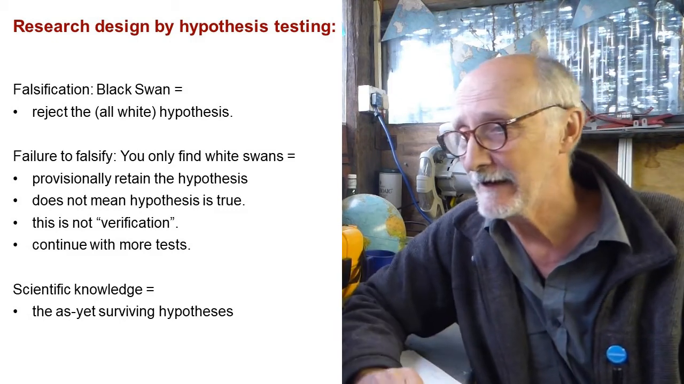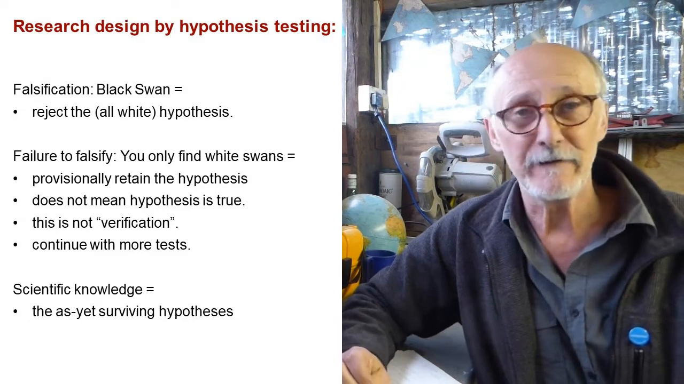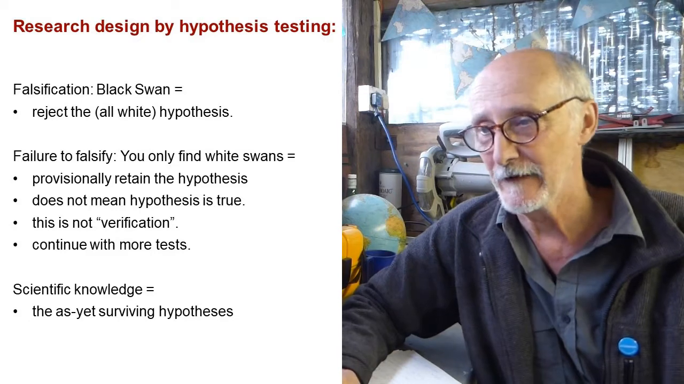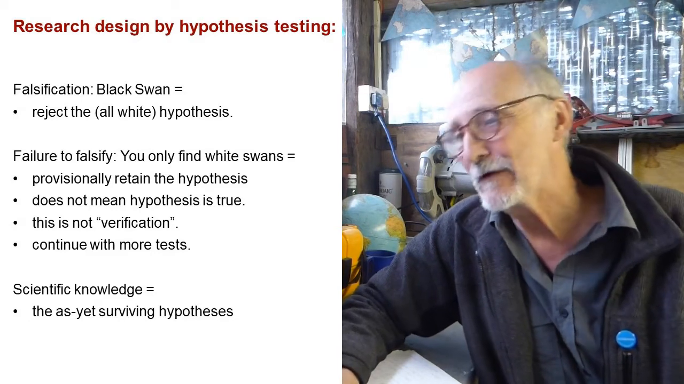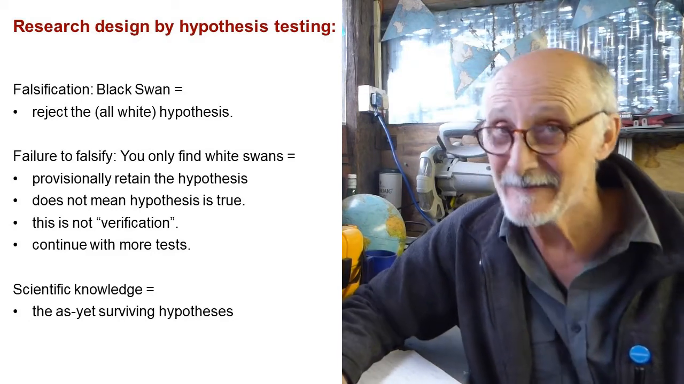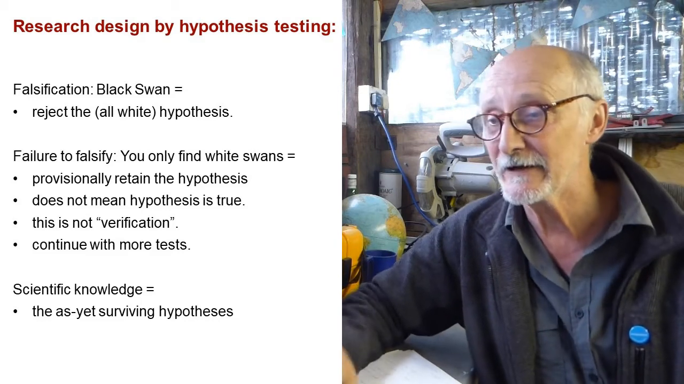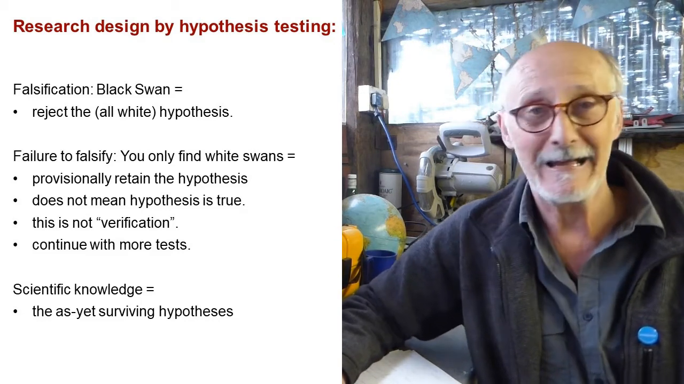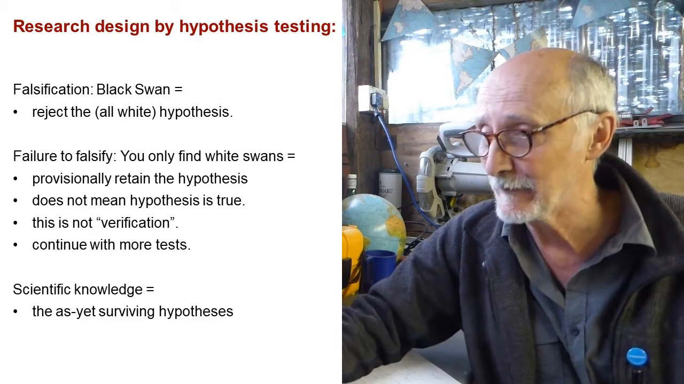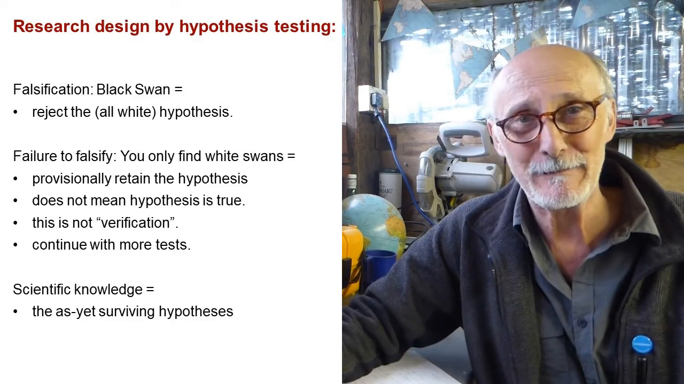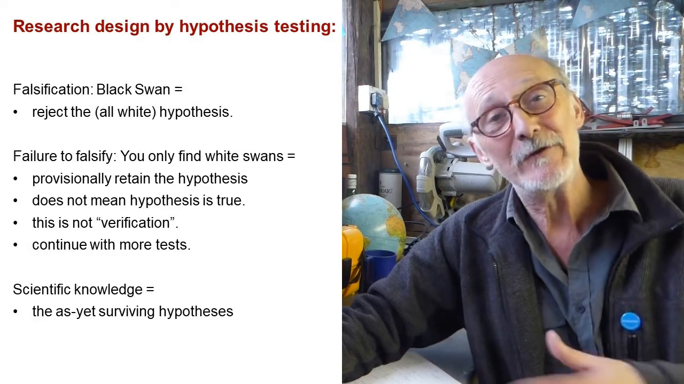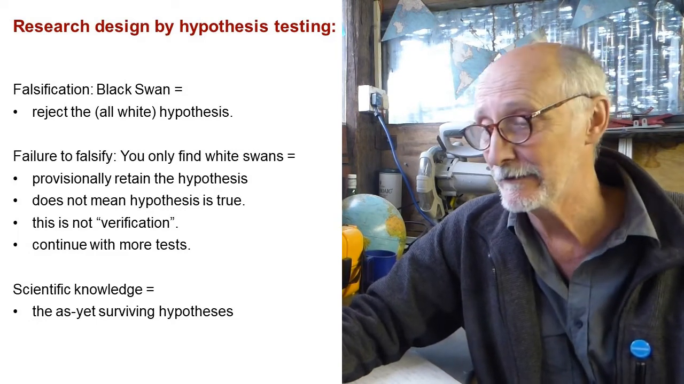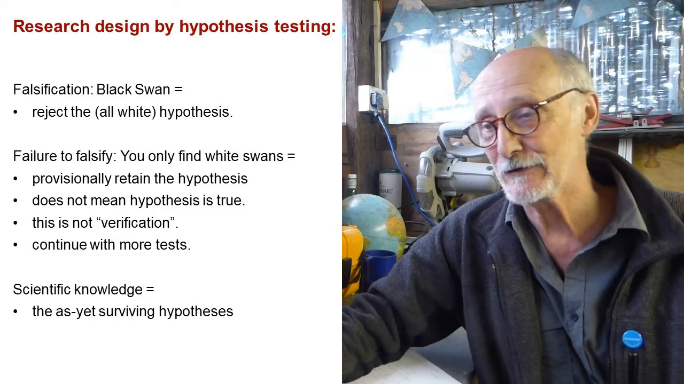So, research design by hypothesis testing. Falsification: you find a black swan, well then you can reject the hypothesis. If you fail to falsify because you only find white swans, well then you provisionally retain the hypothesis. It doesn't mean the hypothesis is true, it isn't verification. You need to carry on with more tests, and scientific knowledge is the as yet surviving hypotheses. So that's what hypothesis testing is all about, and you will be doing a lot more of that probably in your second year when you begin to think about how you're going to design your own dissertation research.